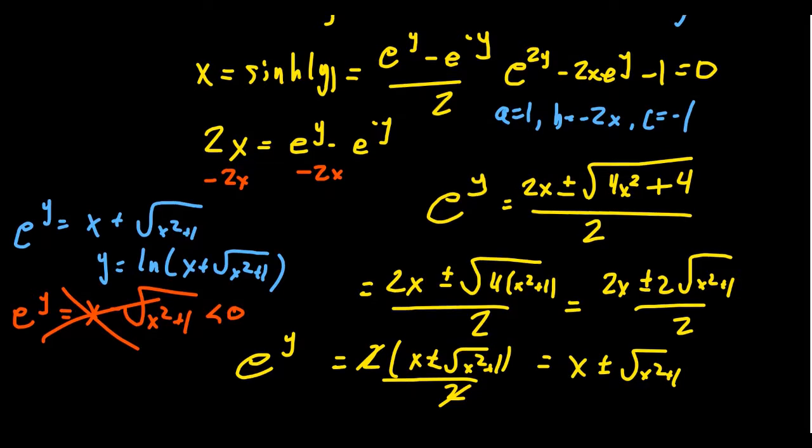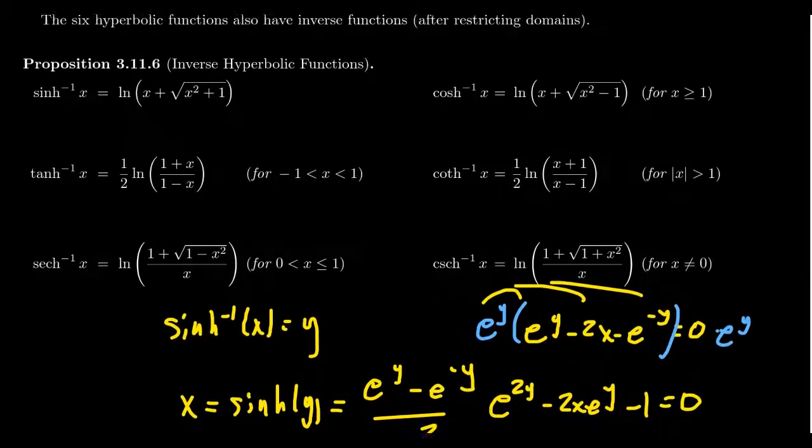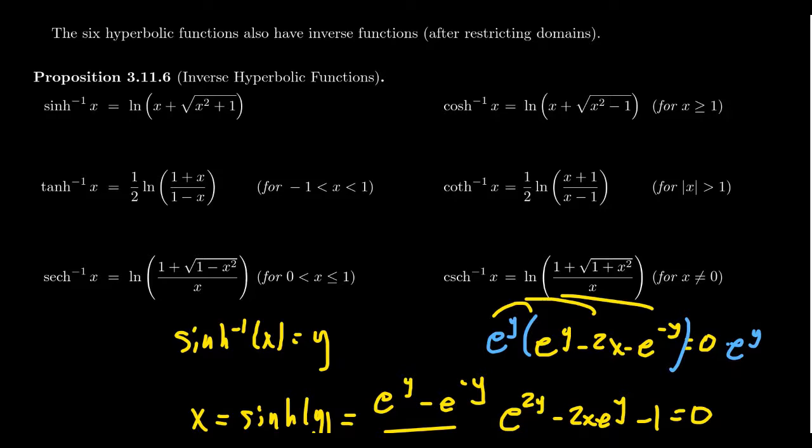Which, coming back up to the top, that's exactly the formula we had for arcsinh right here. Now, I'm not going to go through this calculation for the other 5 inverse hyperbolic functions, but we can see that the inverse of cosh is going to look similar. It's going to be the natural log of x plus the square root of x squared minus 1.